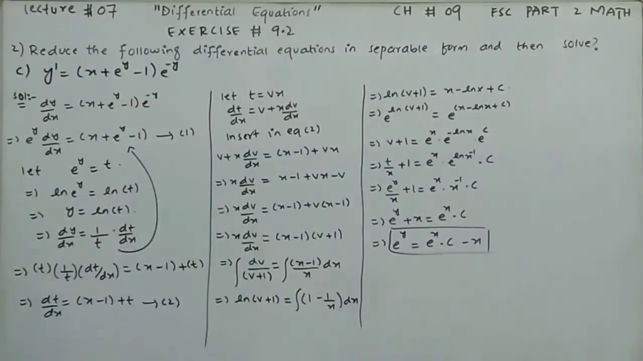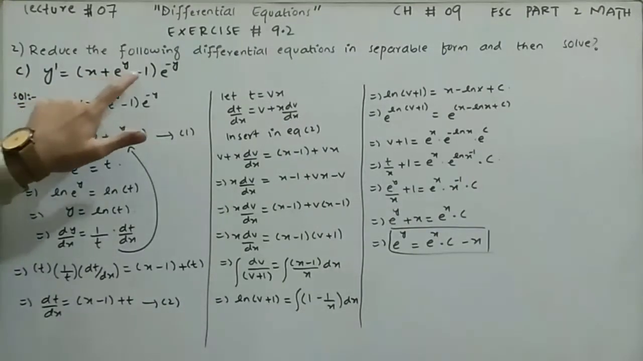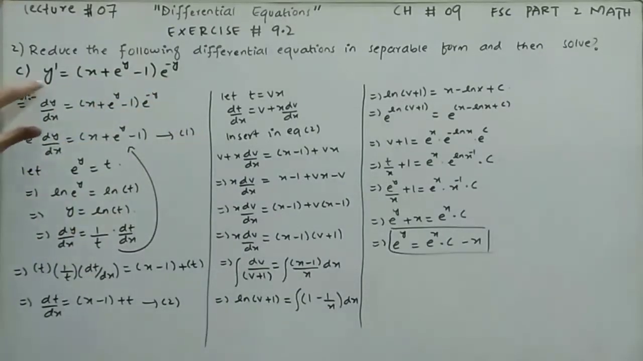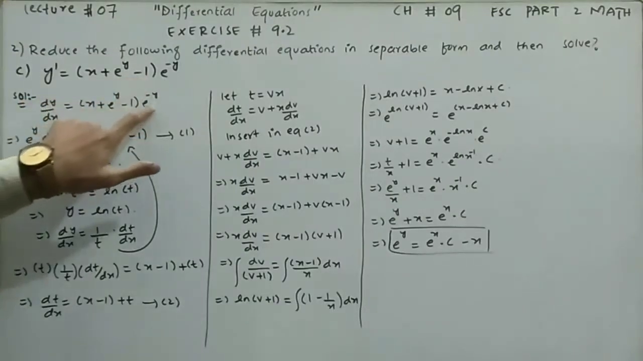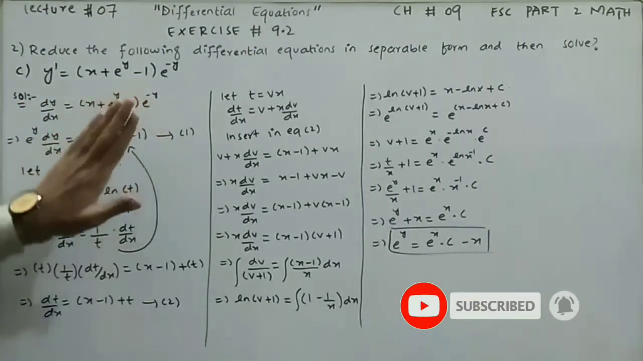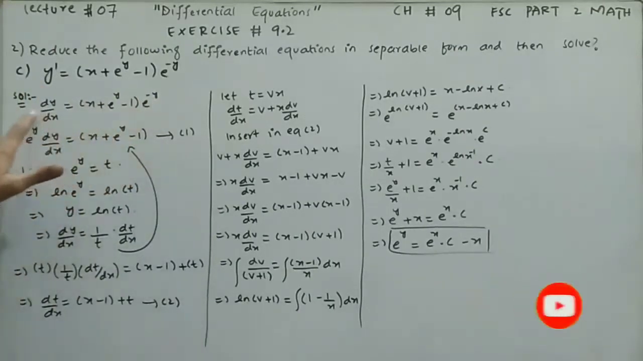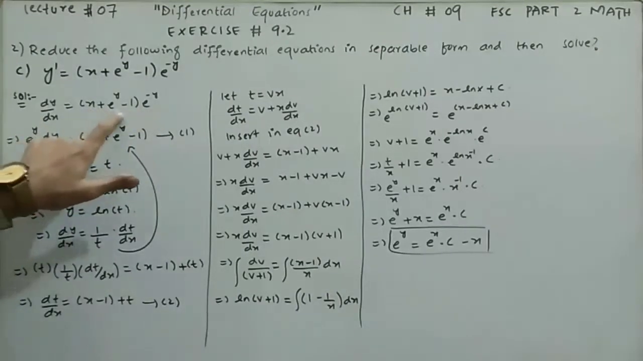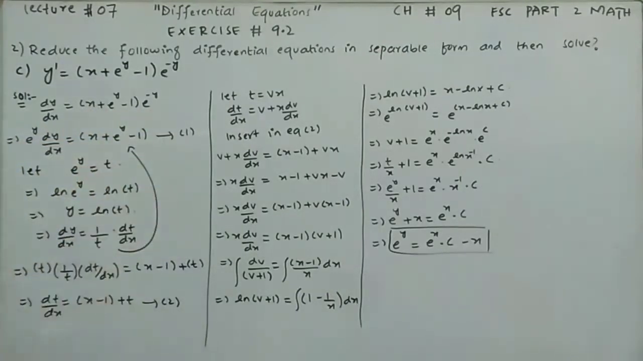Now let's understand the next part, part C. It says that y dash is equal to (x plus e power y minus 1) into e power negative y. So let's move towards the solution. y dash can be written as dy over dx is equal to (x plus e power y minus 1) into e power negative y. Now e power negative y is on the right-hand side, so by shifting it to the left-hand side, the power becomes positive. So it becomes e power y into dy over dx is equal to x plus e power y minus 1. Let's call this equation first.